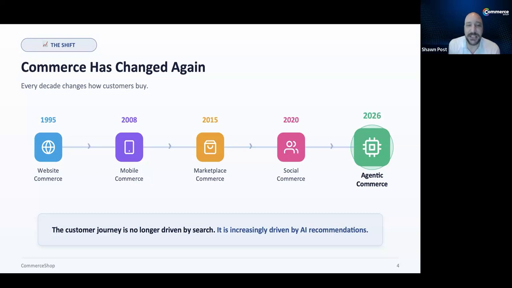The customer journey is no longer driven by search. It's increasingly driven by AI recommendations because, like I said, AI is changing and evolving almost on a daily basis now. We're going to highlight what has changed, how it's changed, and how you can update your e-commerce stores to capitalize on that so you're not left behind.